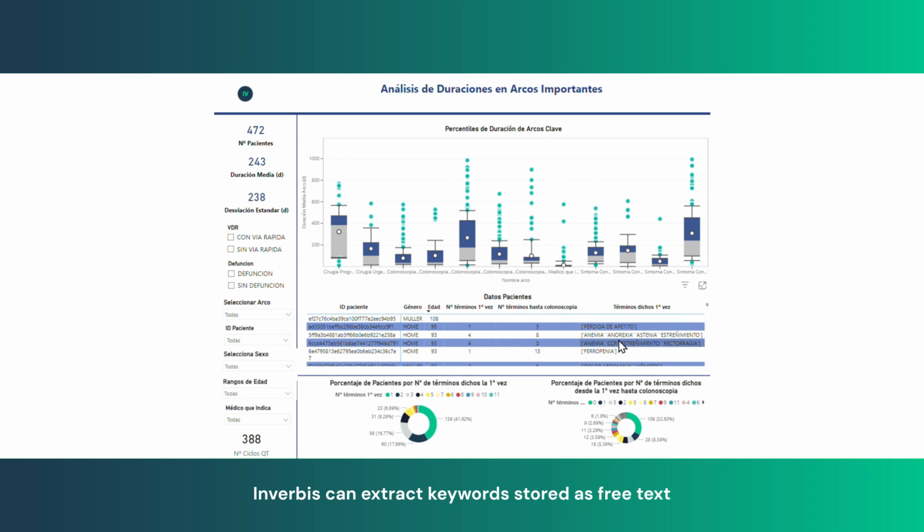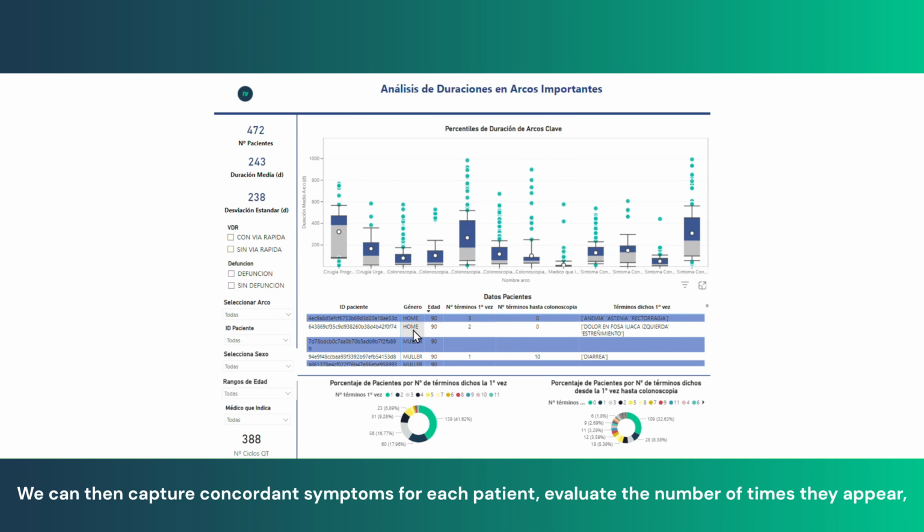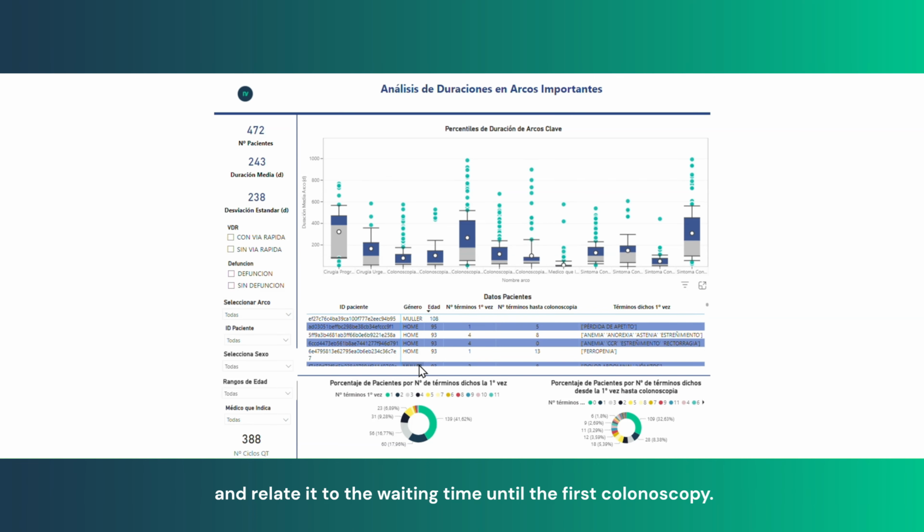Inverbis can extract keywords stored as free text in the database to enrich the analysis. We can then capture concordant symptoms for each patient, evaluate the number of times they appear, and relate it to the waiting time until the first colonoscopy.